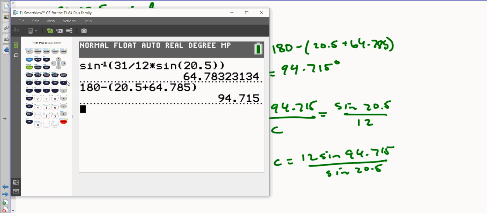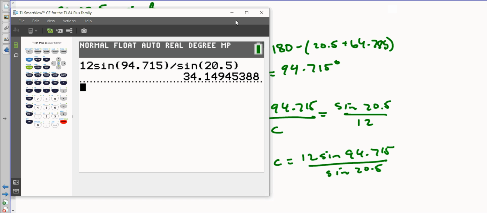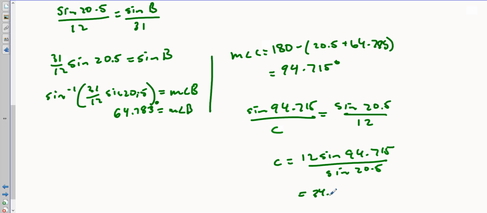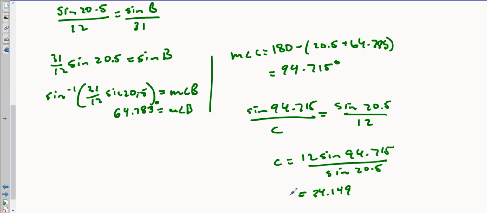Once again, go to our calculator, clear this out: 12 times sine of 94.715, and we're going to divide that by sine of 20.5. Press enter, and we get 34.149. Just verify, and there we have it. And so that is solving for case one, and that's for measure C.